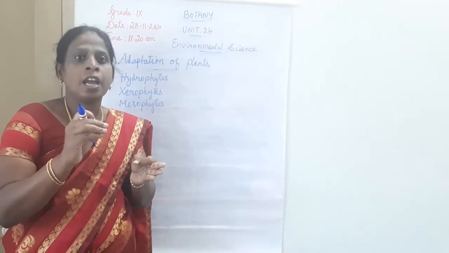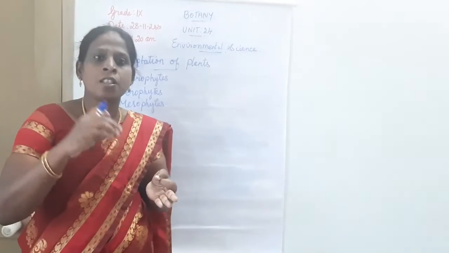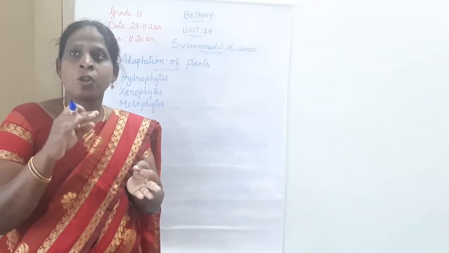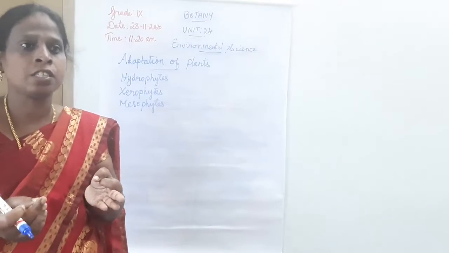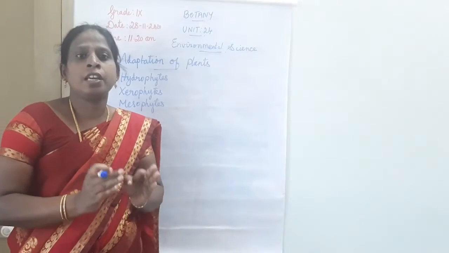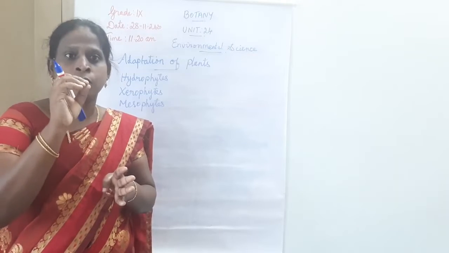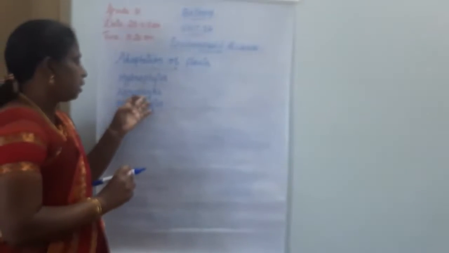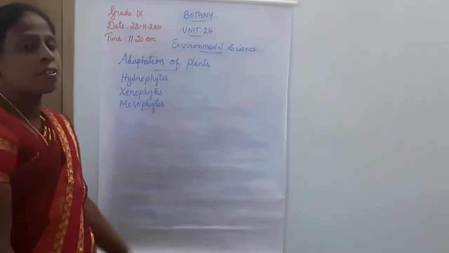Third challenge is they have to reduce the transpiration rate. What is transpiration? The loss of water from the aerial parts of the plant is called transpiration. In that habitat the temperature is more, so the transpiration rate is more. So they have to reduce the transpiration rate. The fourth point is they have to increase the consumption of water. These are the challenges faced by the xerophytes in their habitat.